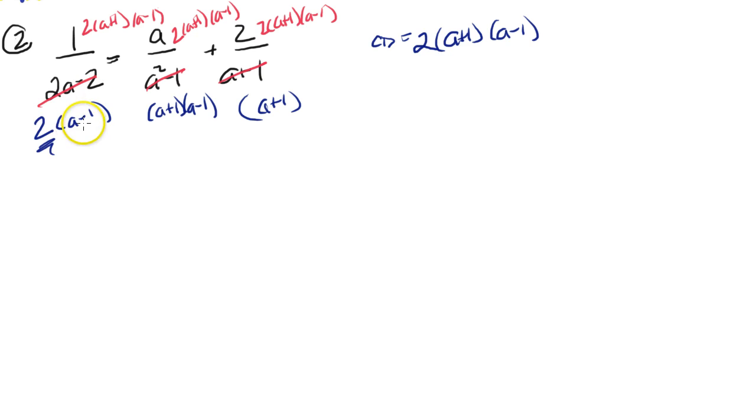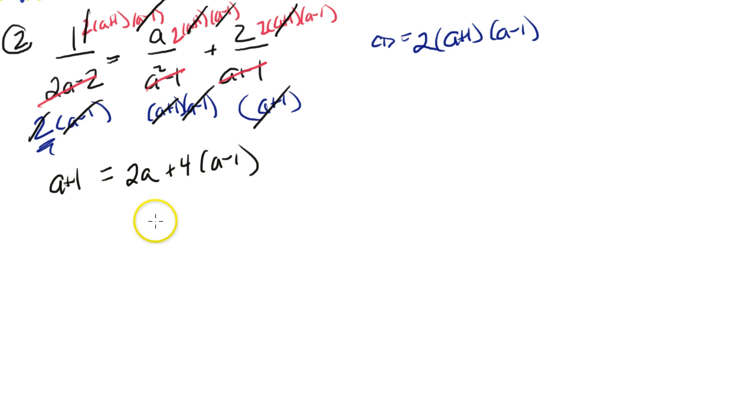Now we're going to go through and cancel. 2 cancels 2, and that's it. Oh, no, a minus 1 cancels a minus 1, because I don't want any denominators. So when I clean up the top, all I have left is a plus 1. The a plus 1, a minus 1 cancel. What's left upstairs is 2a. The a plus 1 cancels a plus 1. 2 times 2 is 4 times a minus 1. So I have a plus 1 equals 2a plus 4a minus 4.